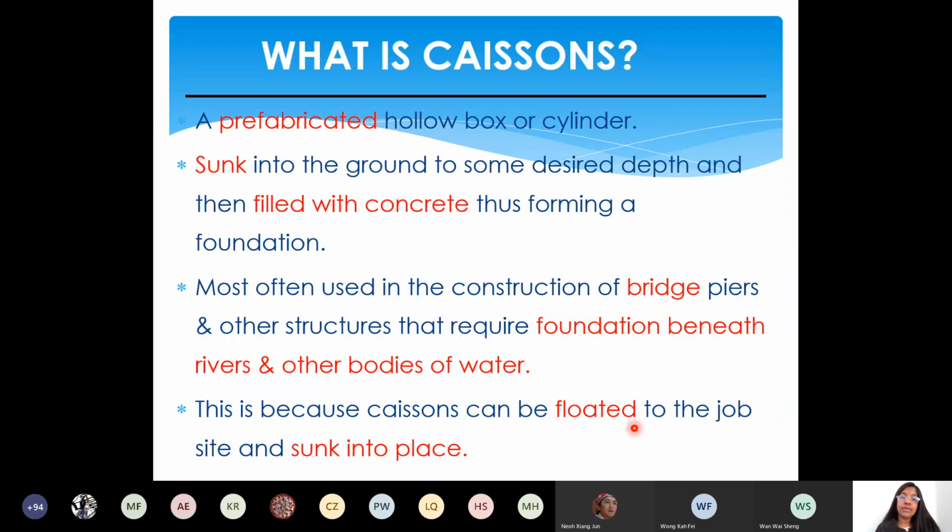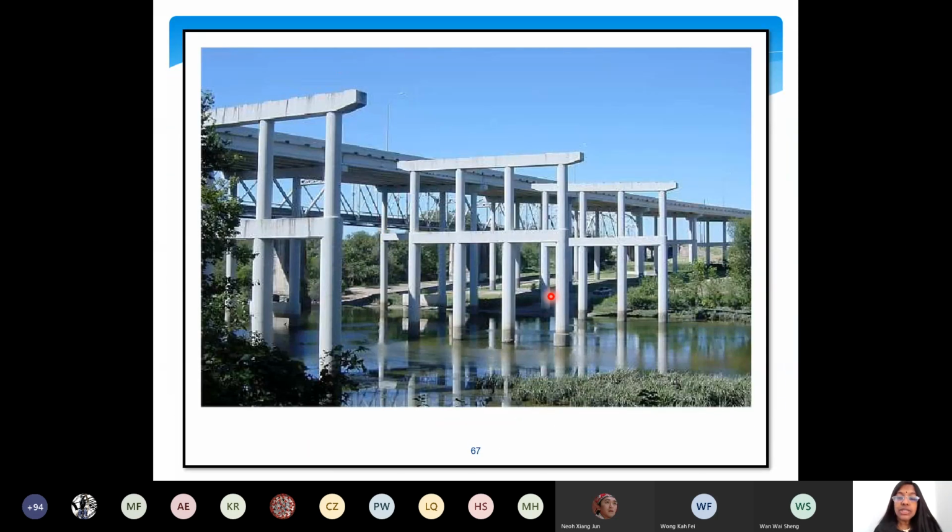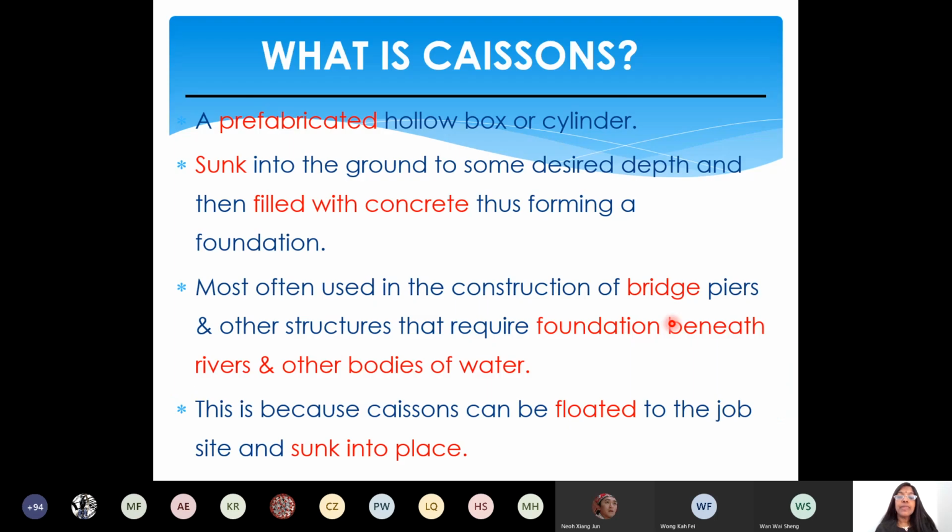Caissons. Well type. When I say caisson is well type, it is a prefabricated hollow box or cylinder, sunk into the ground. I wanted to ask one question. You see here these piers are constructed circular. I will ask that later. Caissons: a prefab hollow box type or cylinder type, sunk into the ground to some desired depth and then filled with concrete, thus forming a foundation.